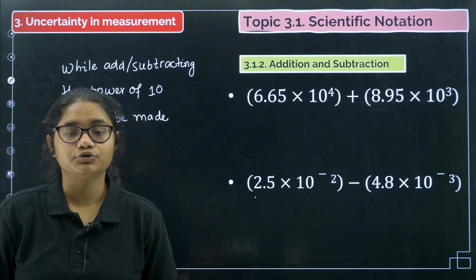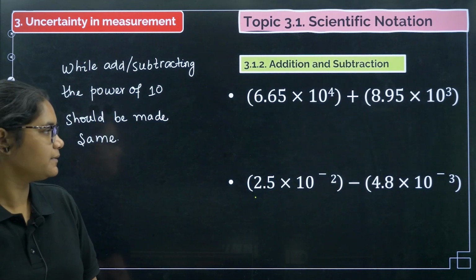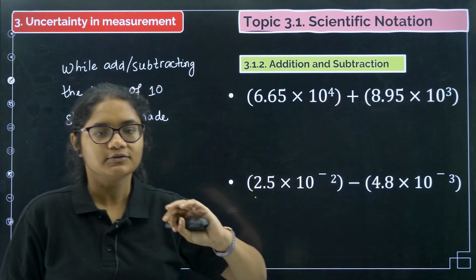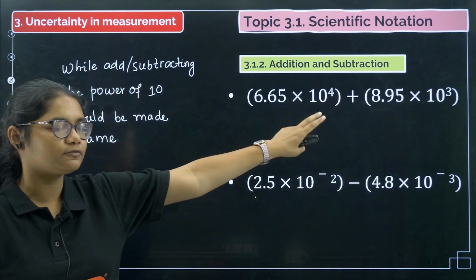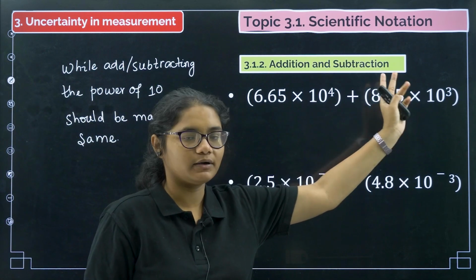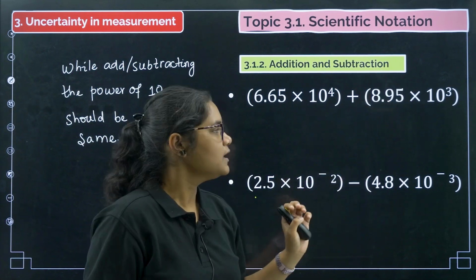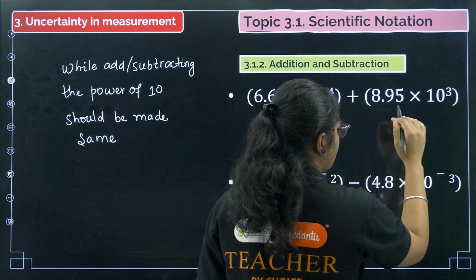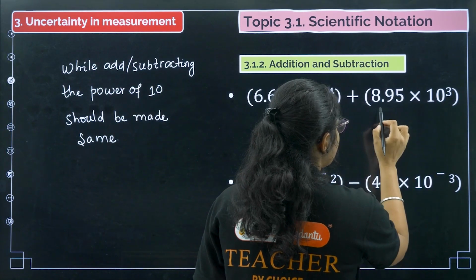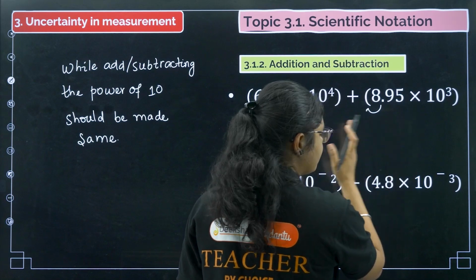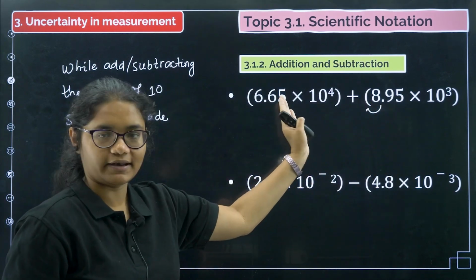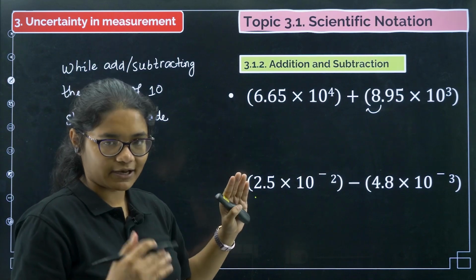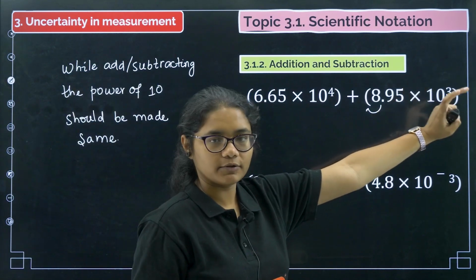Okay, the power of 10 should be made the same. Here you can see 10 to the power of 4, here it is 10 to the power of 3. So you can either make this one 10 to the power of 3 or make that one 10 to the power of 4. Both are fine. Let me try making this one 10 to the power of 4. If I move this decimal to the left-hand side, the value will increase. So this will become 10 to the power of 4.